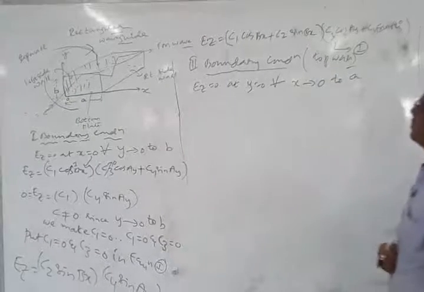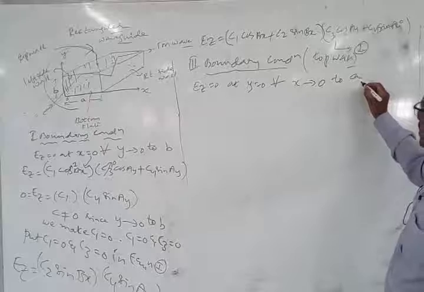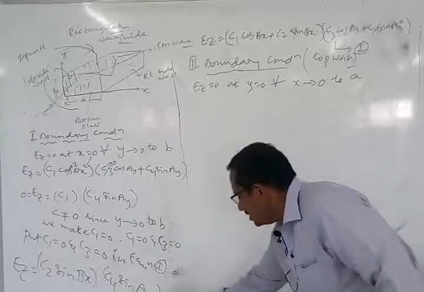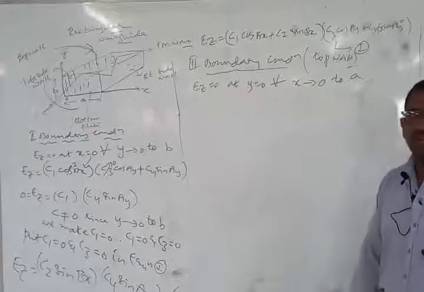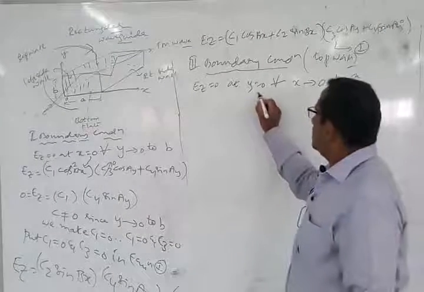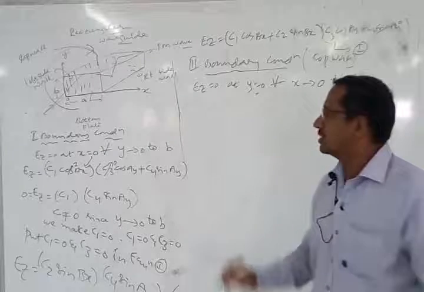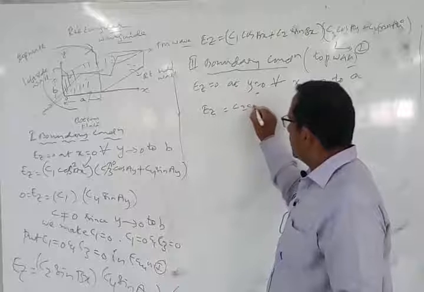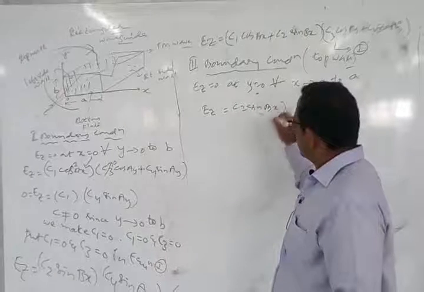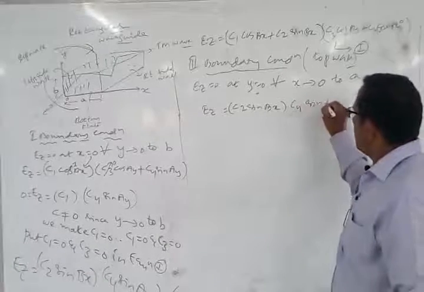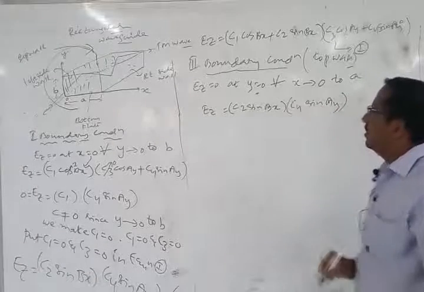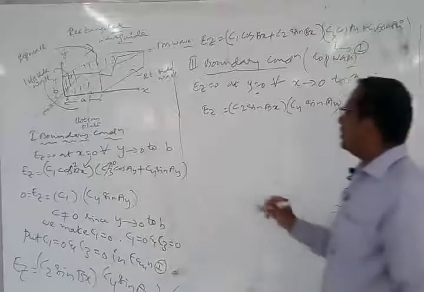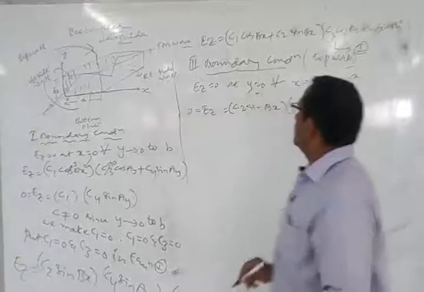So when you substitute, before this we already have an equation. This is the solved equation up to equation number 2. So we have to apply these conditions to the above equation. Now we apply these conditions to Ez is equal to C2 sin of Bx into C4 sin of Ay. Now this should be equal to 0.